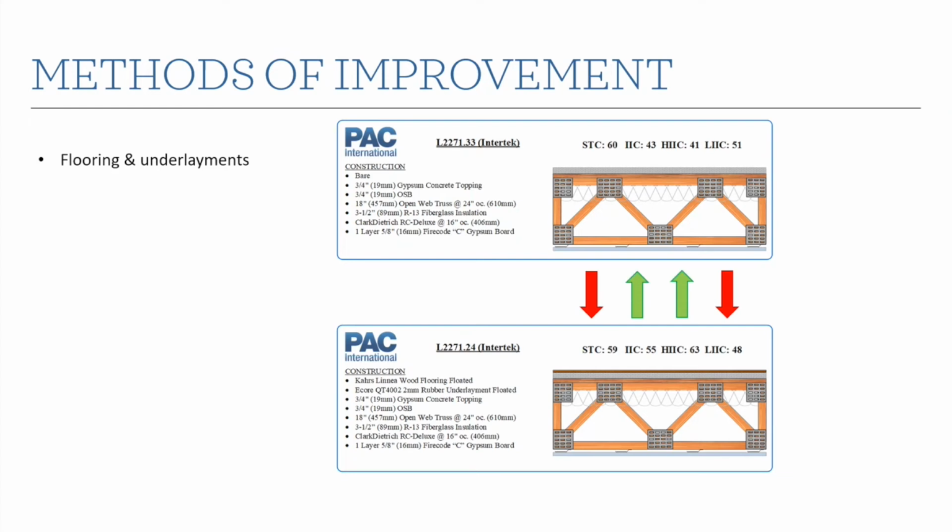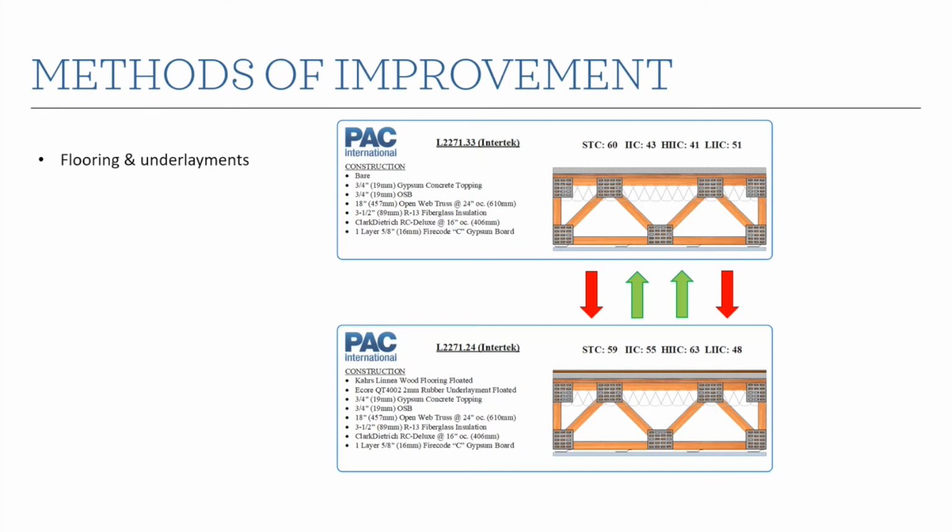So you can see the STC rating goes down a point. It's really insignificant, kind of within test variability. The IIC rating goes up 12 points. That's significant. HIIC goes up 22 points. So here you can see, like I was saying, the flooring and underlayment can really make big differences at those higher frequencies. Whereas for the low frequencies, the LIIC, that rating actually went down from a 51 to a 48.